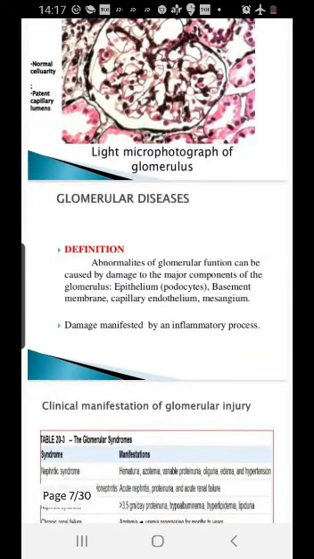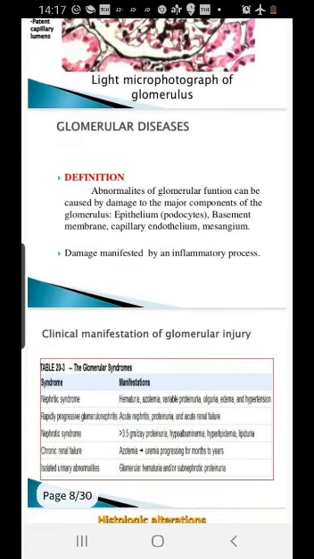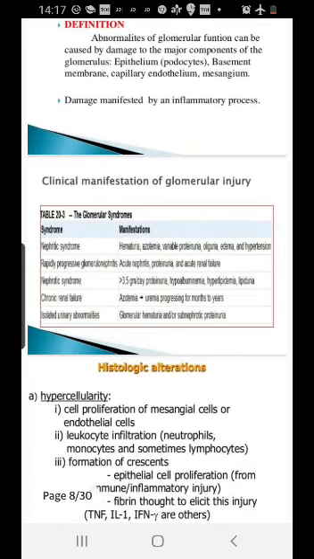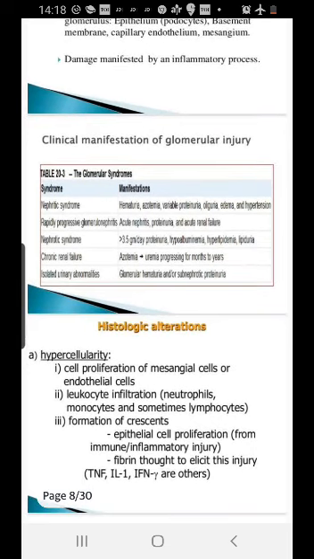Today's class is basically on the glomerular diseases and nephritic syndrome, and out of the nephritic syndromes we'll be talking only about post-streptococcal glomerulonephritis. In the glomerular diseases, how do we define them? They are abnormalities of glomerular function which can be caused by damage to the major components of the glomeruli: epithelium, basement membrane, capillary endothelium, and mesangium. So there is a major abnormality in the function of the kidney because of damage to the components of the glomeruli. The damage is manifested by an inflammatory process.